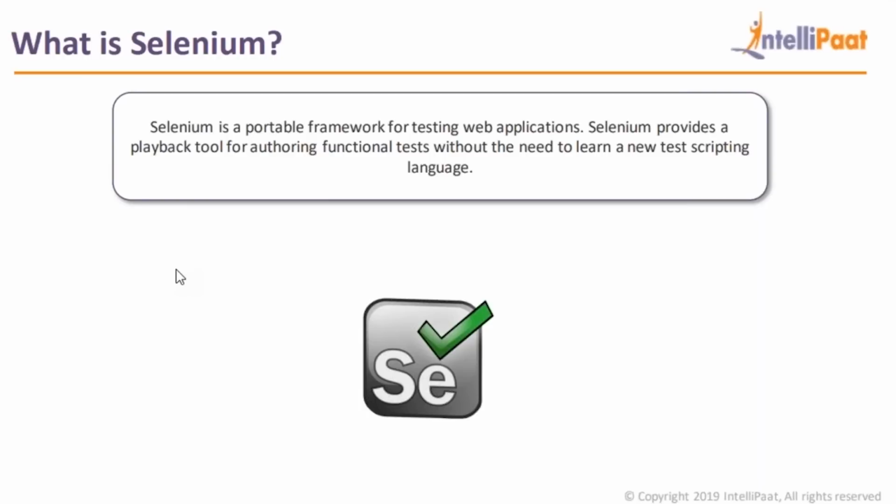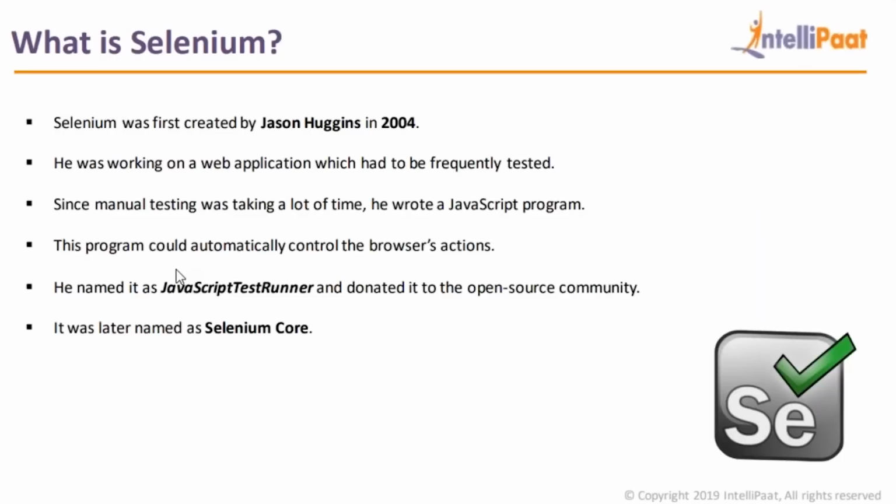So this is the gist of what Selenium is all about, guys. Now, Selenium was actually created by Jason Huggins in the year 2004. But when it was created, it was actually something else. Jason Huggins realized that he was creating an application and doing the same test again and again, right?